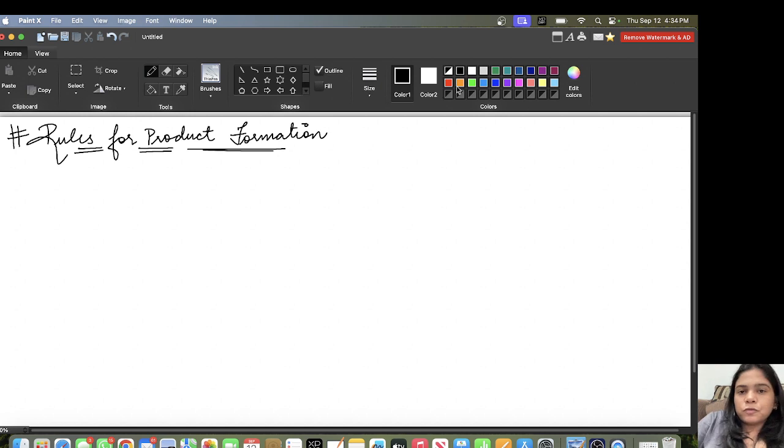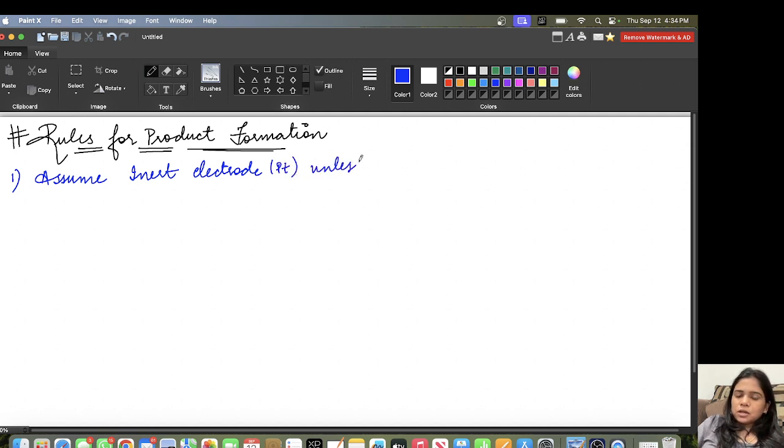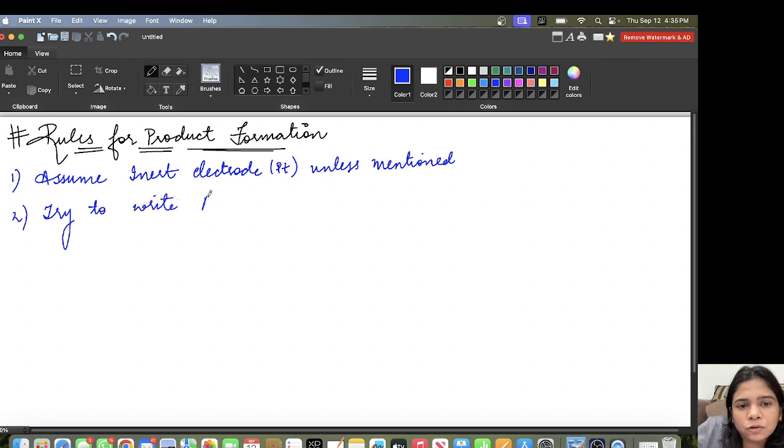First rule is that you have to assume inert electrode. Unless it is mentioned, just assume there are inert electrodes like platinum, meaning they are not participating in the reaction. If it is not mentioned that your electrode is participating in the reaction, just assume they are inert. Second, try to write the anode reaction first.